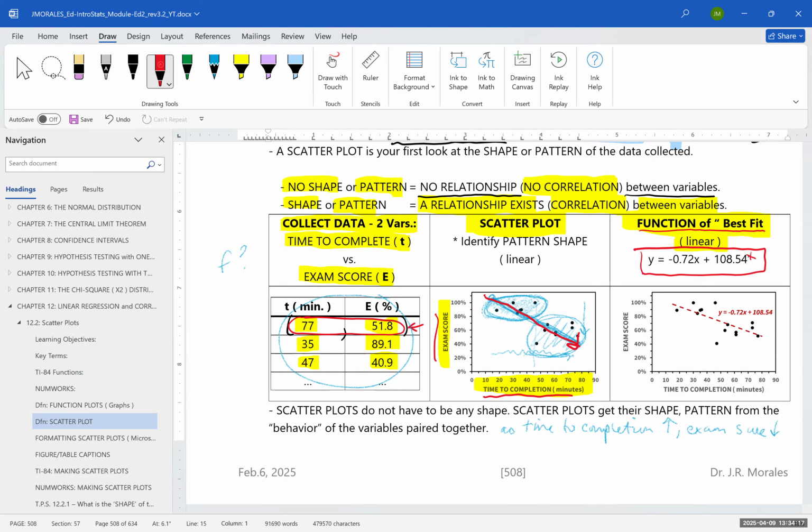Okay, so it's y equals negative 0.72x plus 108.54. So you'll notice that what's a little bit different about this line is that this one has a negative number in front of the variable x. And that negative number means it has a negative slope. The slope is going down and to the right.